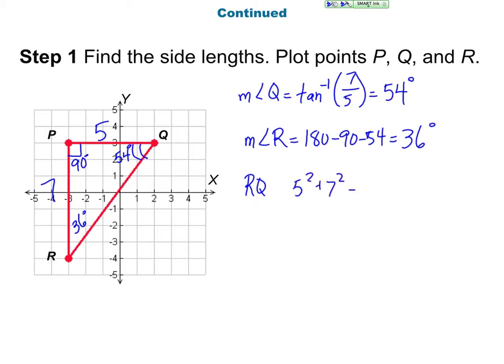8.6, which is rounded to like 9. 8.6 now. On the sides, I think they said hundredths. It was on the angles that they didn't want any decimal. So that's about 8.6.